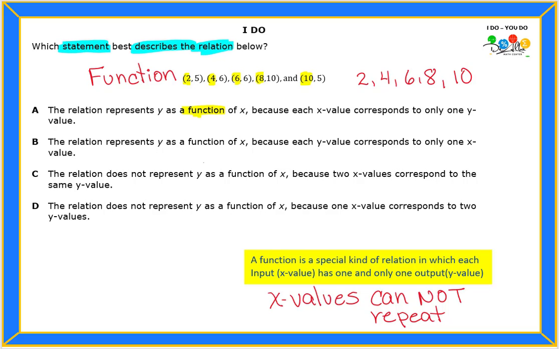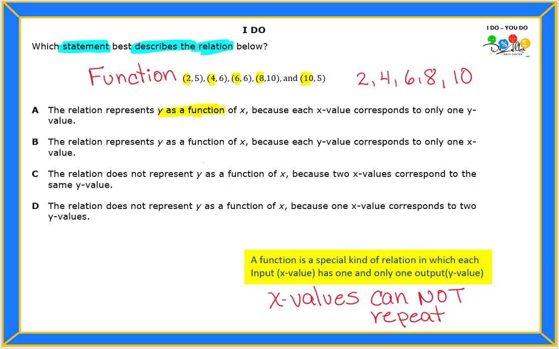So let's look at the answer choices that are given to you. Letter A says, the relation represents y as a function of x because each x value corresponds to only one y value. And that is true. It is a function, right? My relation is a function, and it seems pretty good for an answer.